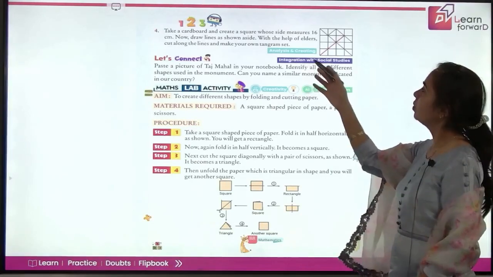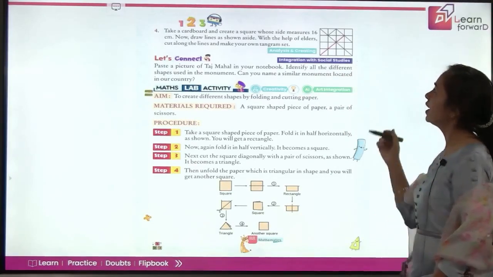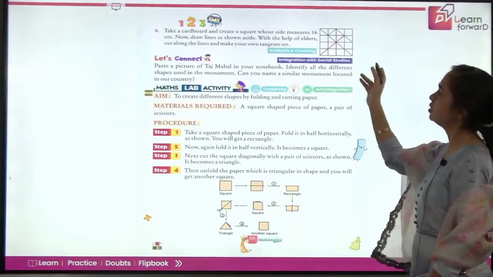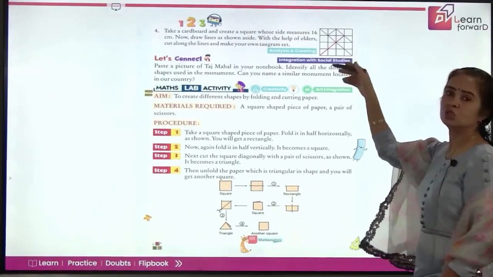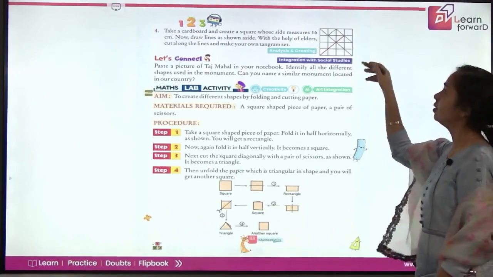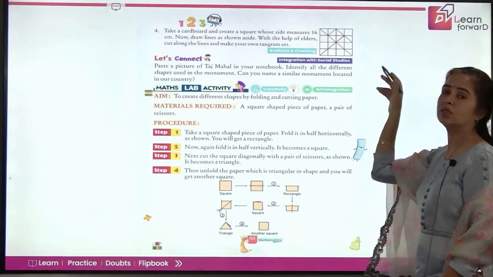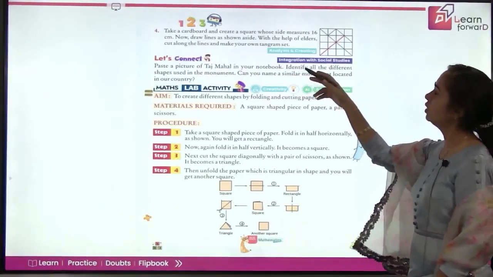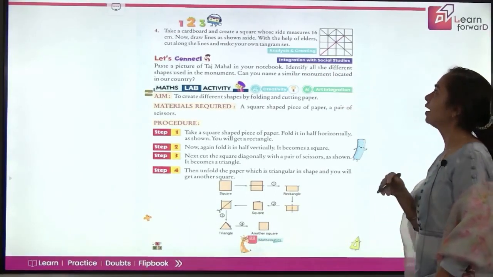Now, take a cardboard and create a square whose side measures 16 centimeters. So, this is 16 centimeters. Draw lines as shown here. So, you have to divide it into small squares and draw the lines diagonally also. With the help of elders, cut along the lines and make your own tangram set.